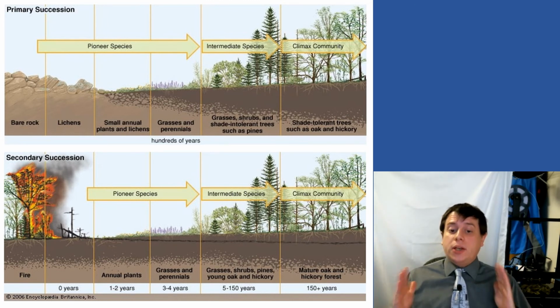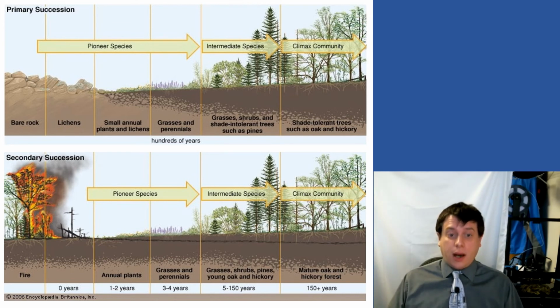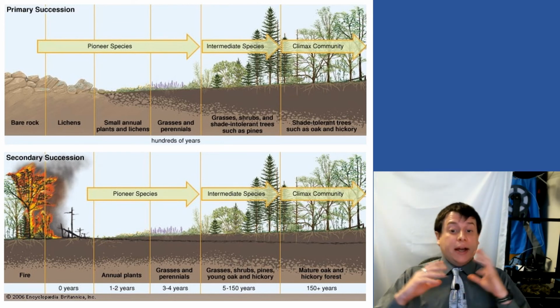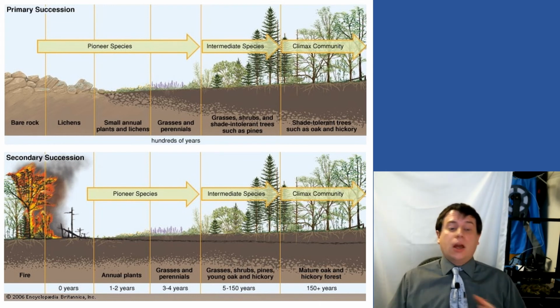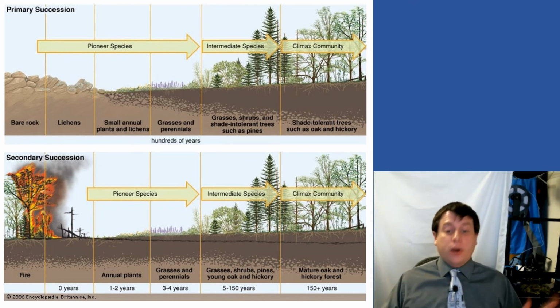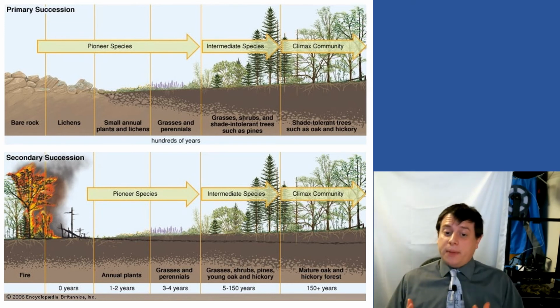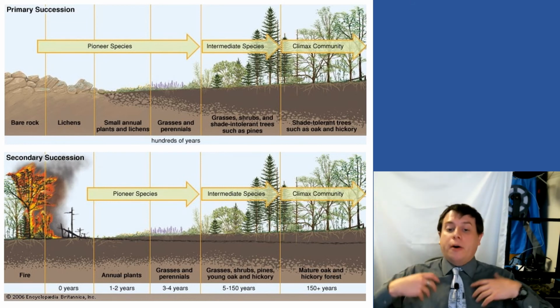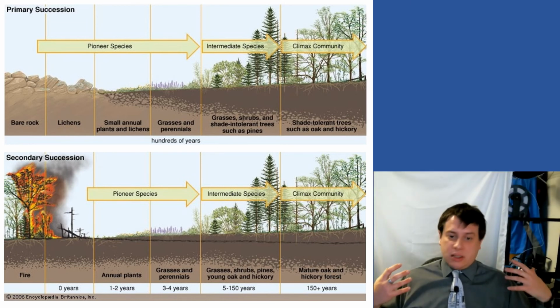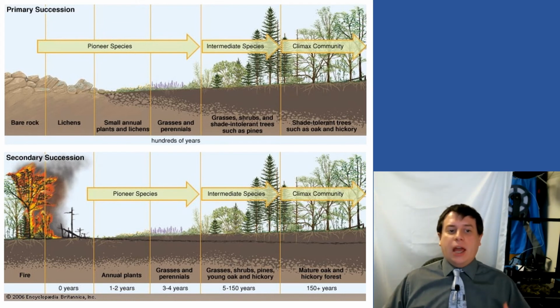When you have a community, something can happen sometimes and wipe the whole slate clean. That could be like a fire or a flood or a hurricane, and that is secondary succession on the bottom. What has to happen in secondary succession is you've already got the soil in place, so the first plants are going to be small grasses and flowers and things like that, followed by shrubs, some small trees, and eventually you're going to have a mature forest of some kind.